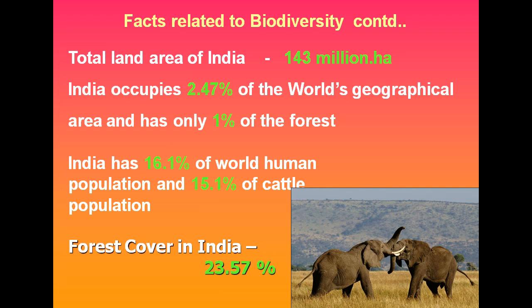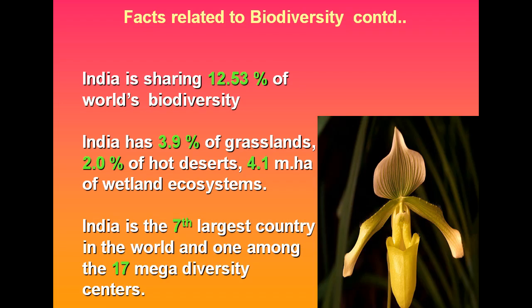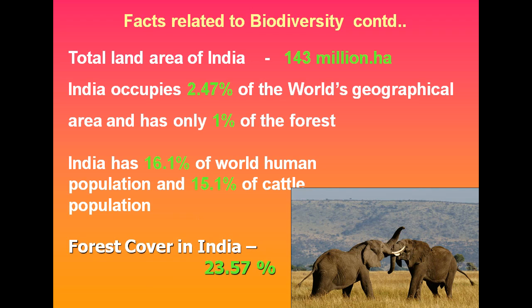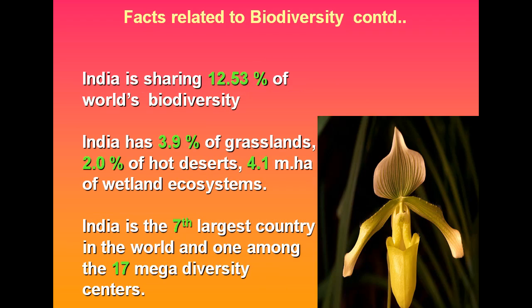If you come to the Indian scenario, the total land area of India is 143 million hectares. We share only 2.47% of the world's geographical area and have only 1% of the forest. India has 16% of the world human population and 15% of cattle population, but the forest cover is only 23.57%. Though land area is only 2.47% of the world geographical area, we are sharing 12.53% of world biodiversity. So India is one among the mega biodiversity countries of the world.